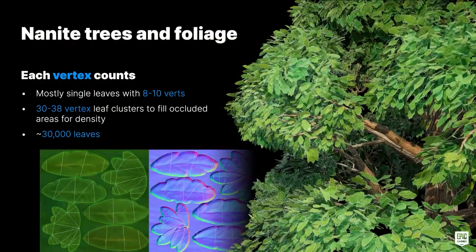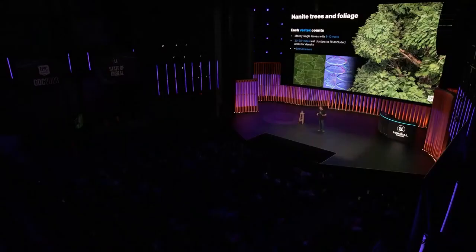Our trees are mostly built with single leaves using about 8 to 10 words. But we use a few bigger clusters that have 30 to 38 words. We use them only in occluded areas just to fill in some density. Even so, they are higher in detail. They're actually safe on the overall vertex count of the trees because you don't have to spawn as many single leaves. And in total, we spawn around 30,000 leaves on one tree.